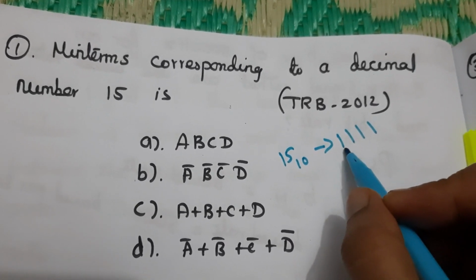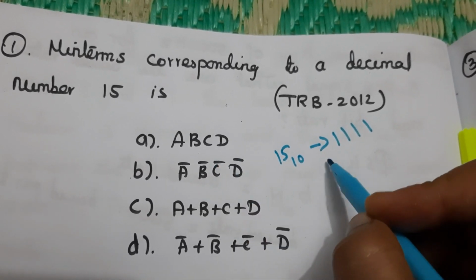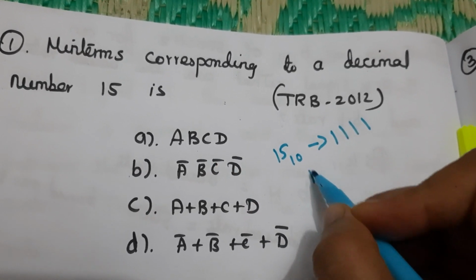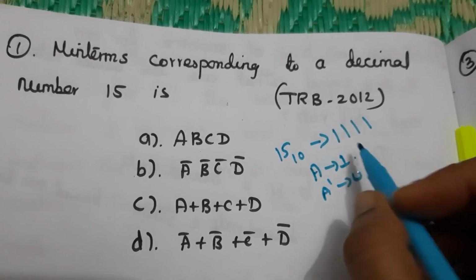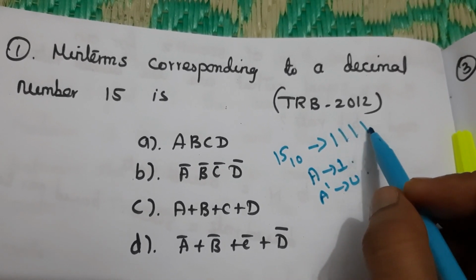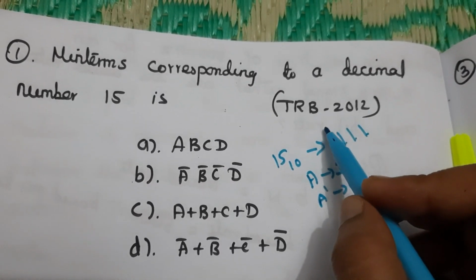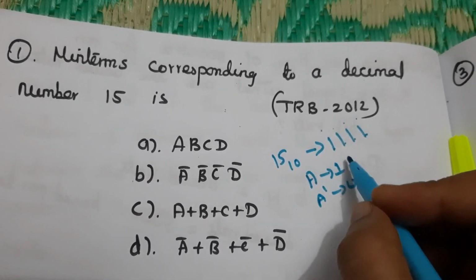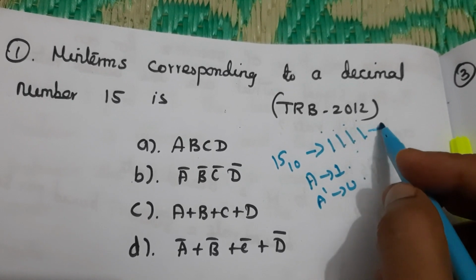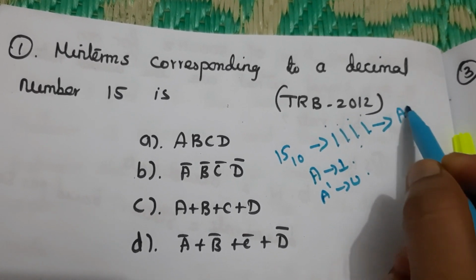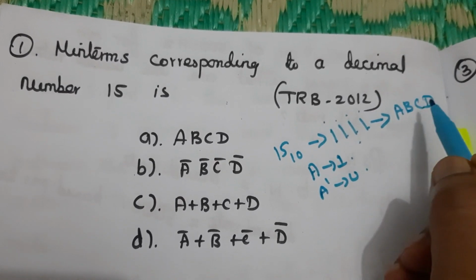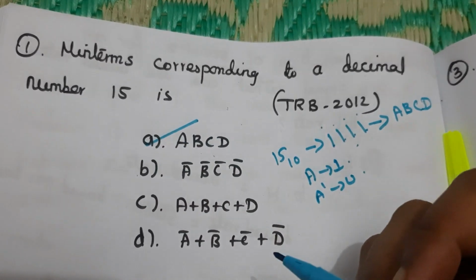So this 1 is represented as A. If we consider the bit A, it means 1, and A bar represents 0. So here 1 1 1 1, four 1s, we name them A B C D, and all are 1. So the min term corresponding to this decimal is A B C D. So here the answer is A.